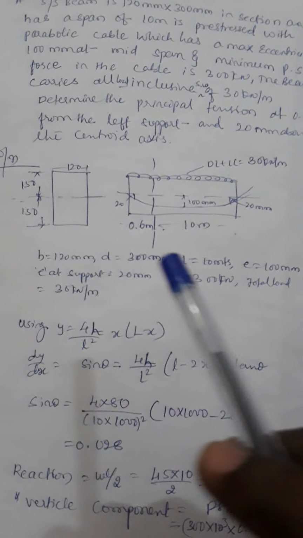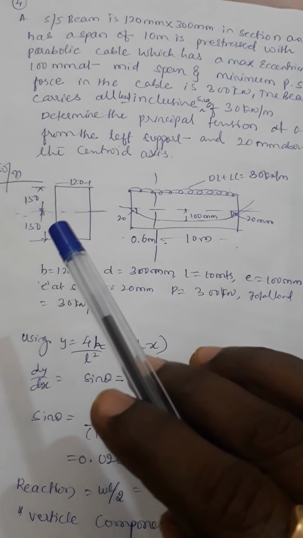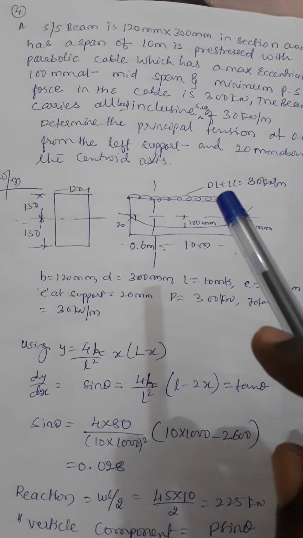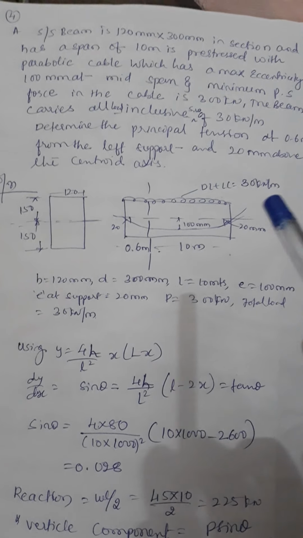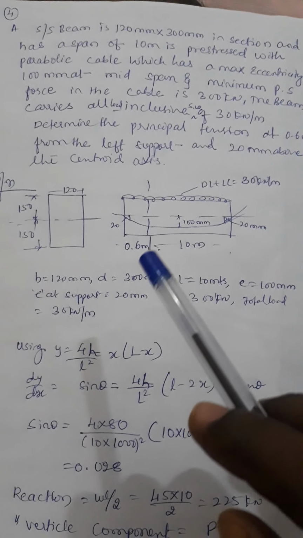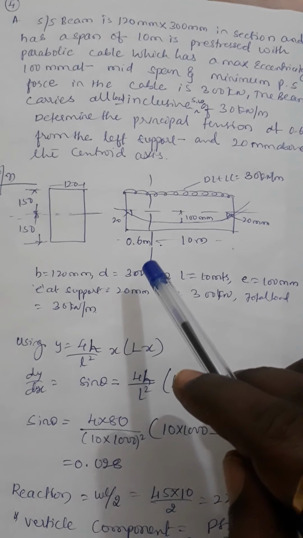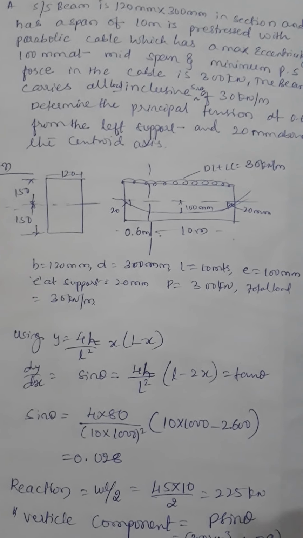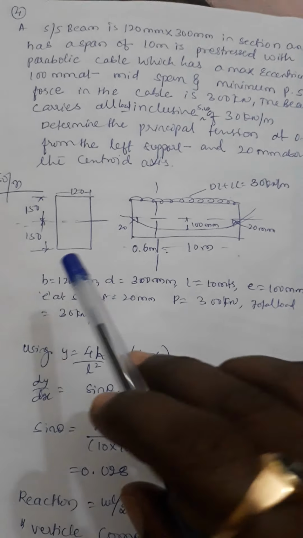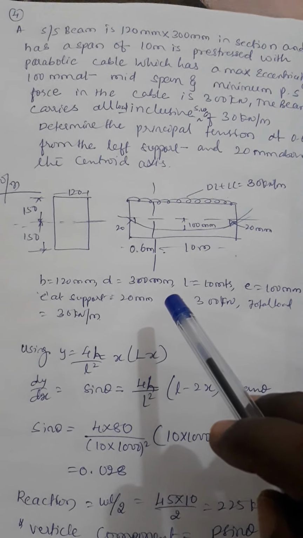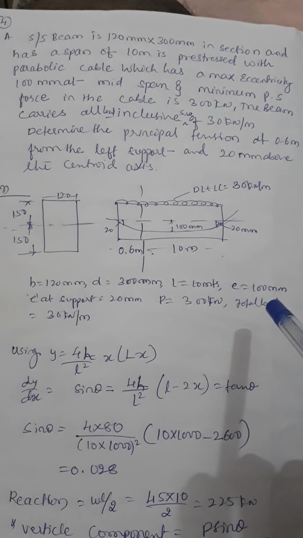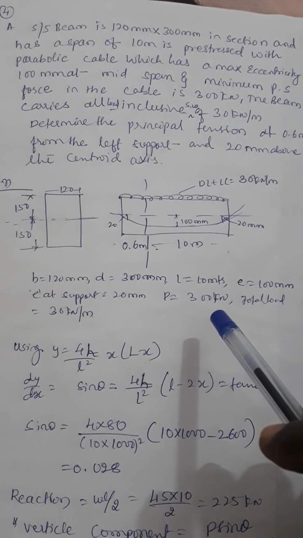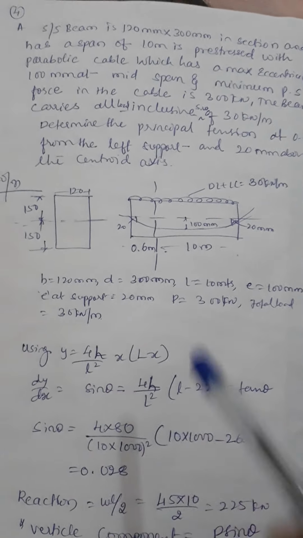Okay, so it is a 120 by 300 mm deep section, so at the center it is 150 by 150. Dead load plus live load is given as 30 kN per meter. They ask you to find the principal stress at 0.6 meter from the left support. Breadth is 120, depth is 300 mm, overall length is 10 meters, e is equal to 100 mm at center, e at support is equal to 20 mm, P equal to 300 kilonewton force, total load is 30 kilonewton per meter.